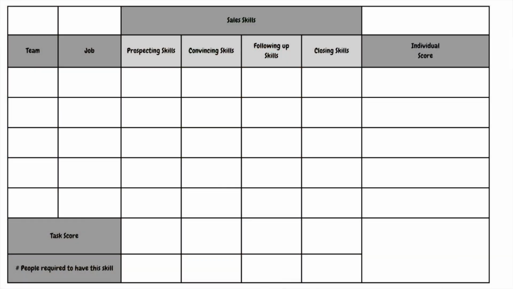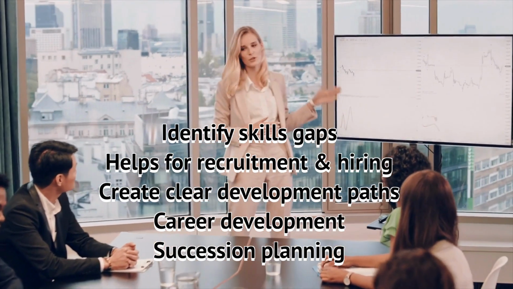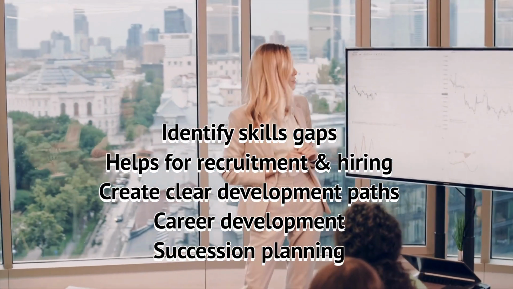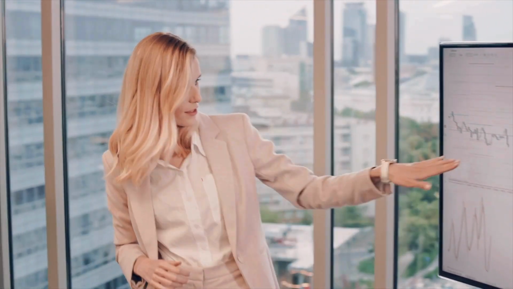A skill matrix is a grid that helps you to audit and record the skills of your team members. It helps you in different ways. As an HR manager or training manager, it will help you on different occasions. You can determine which skills are lacking. It will help with recruitment and hiring, developing clear development paths, career development, succession planning, and boosting people's morale. Without further ado, let's go to the steps.